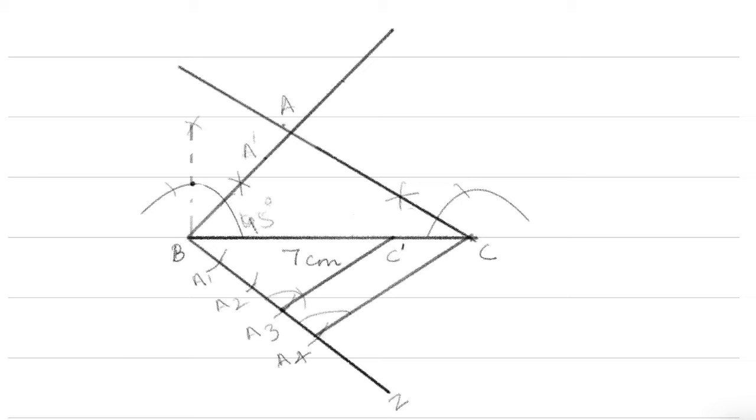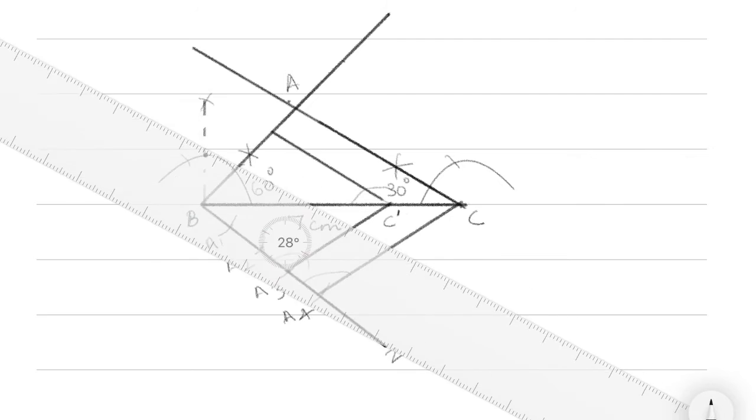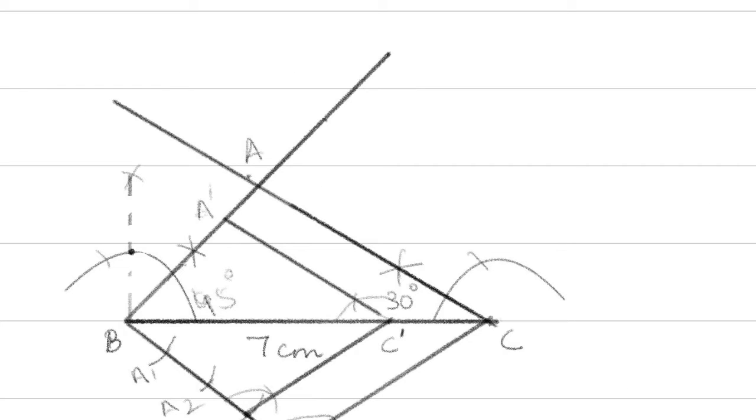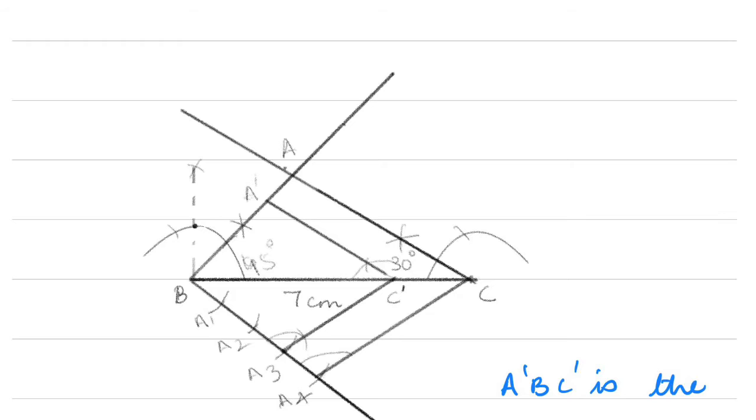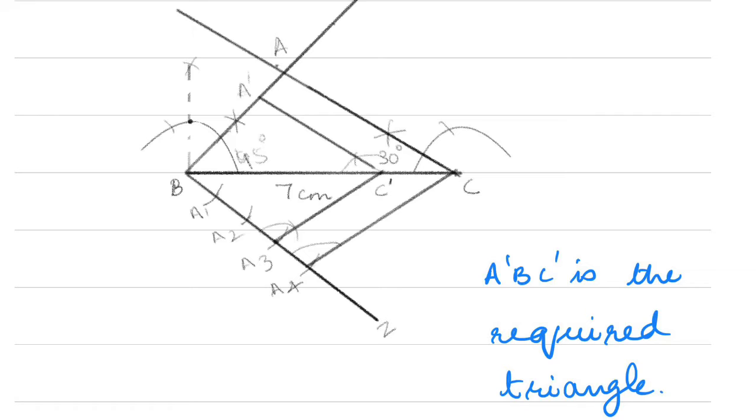Now at C dash, I'm going to make 30 degree angle, which is same as C. We get the point A dash. A dash, B, C dash is the required triangle.